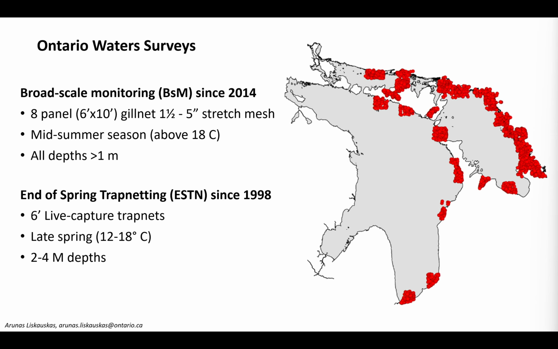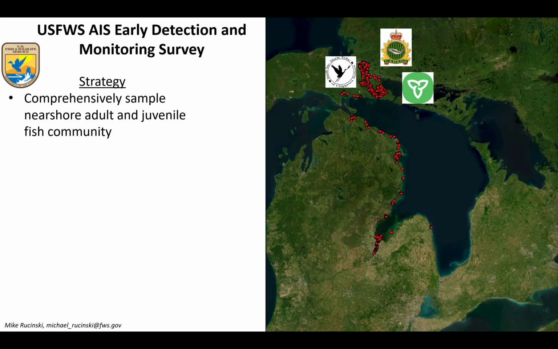I'm not going to go into much detail. I just want to represent the data sets that were utilized to pull all this information together in these figures. The first is the Ontario water surveys with the broad scale monitoring and the end of spring trap netting, which has been presented multiple times already. So the next is the Fish and Wildlife Service AIS early detection and monitoring, which comprehensively samples the nearshore adult and juvenile fish community of Lake Huron and Michigan waters.